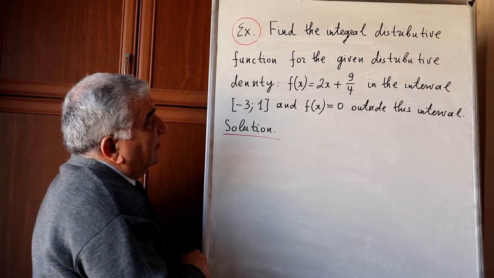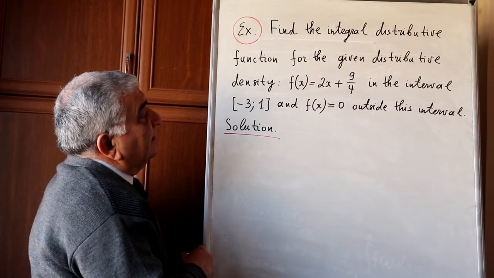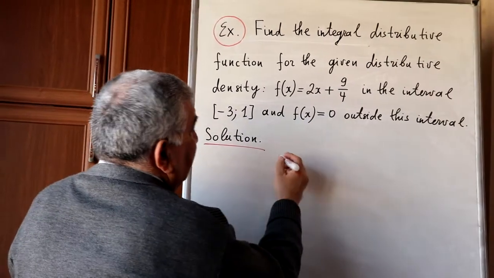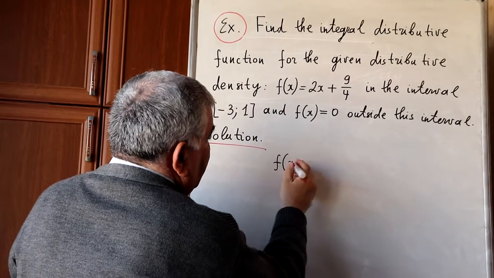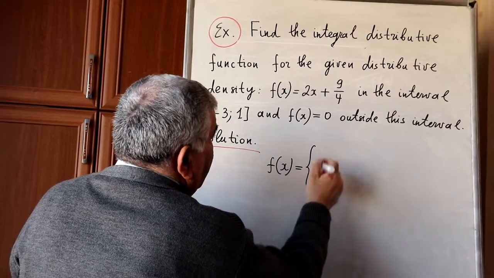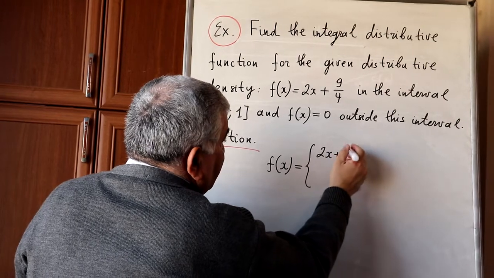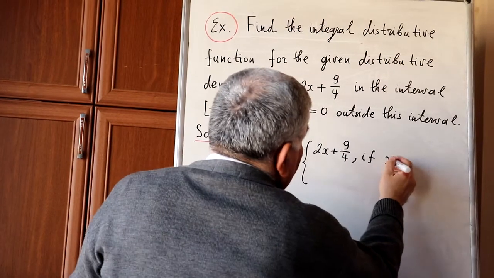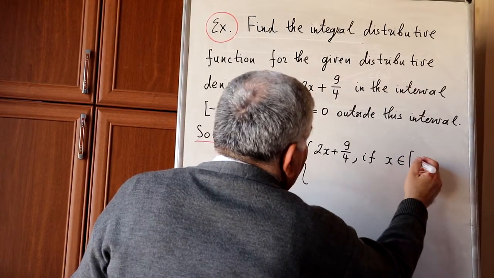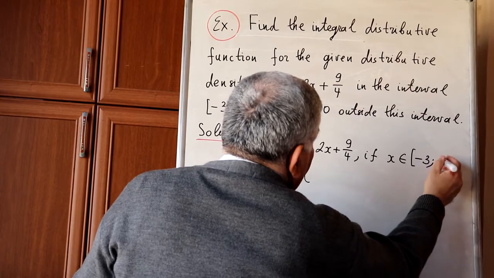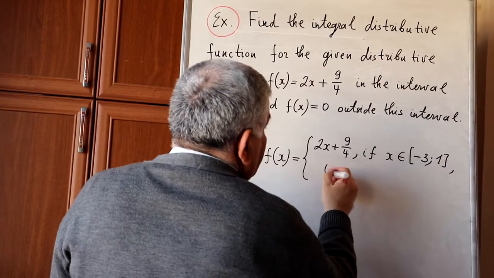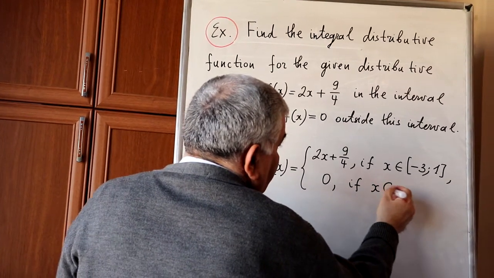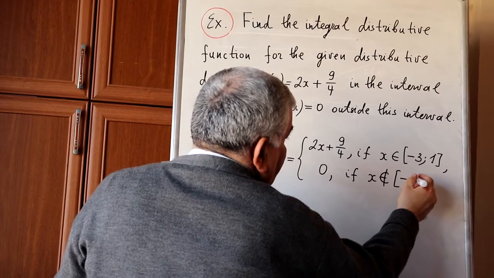First write the condition of the function f little of x. According to the condition, f of x is equal to 2x plus 9/4 if x belongs to the interval minus 3, 1, and it is 0 outside this interval, if x doesn't belong to the interval minus 3, 1.